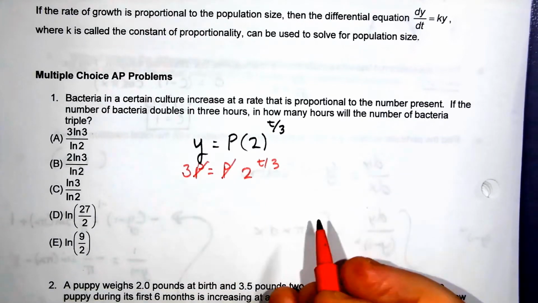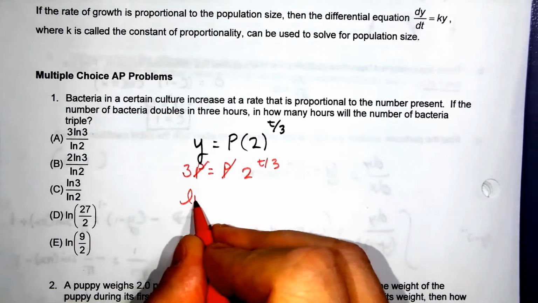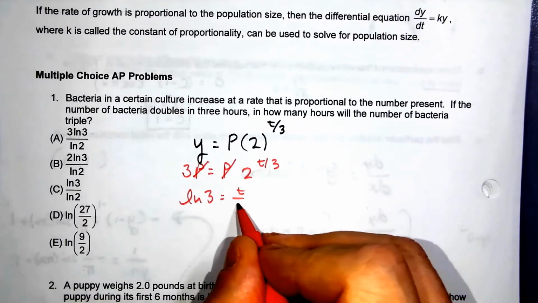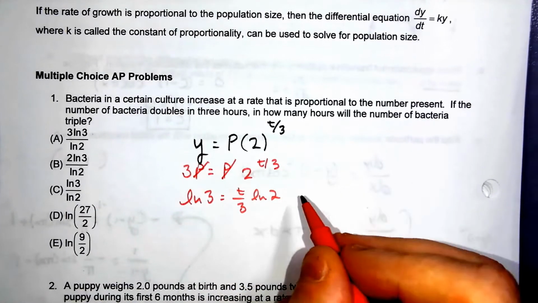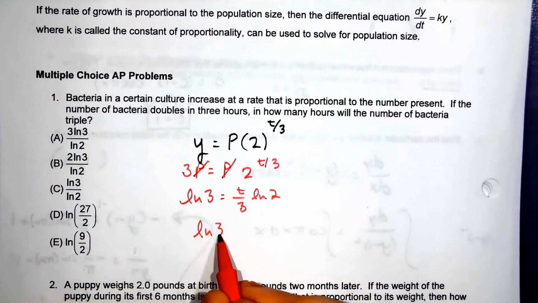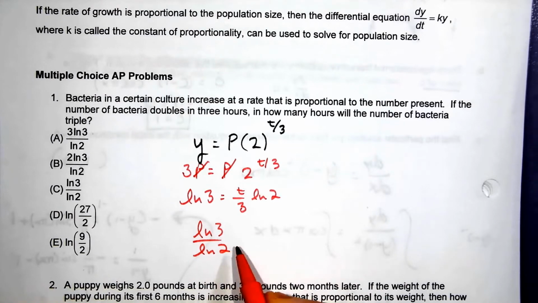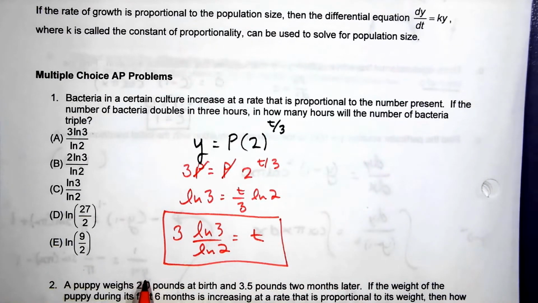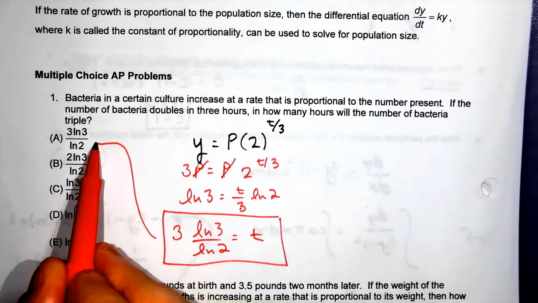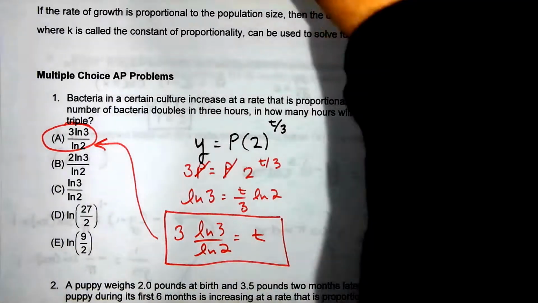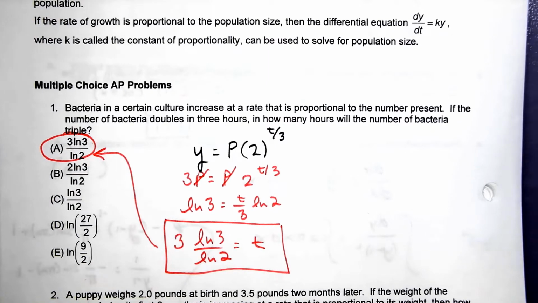Divide by p, log both sides. And then as I try to isolate the t, that means I would have to take the ln of 3, I'd have to divide by the ln of 2, and I'd multiply by the number 3 in order to get my t. So that is the amount of time. Do I see that answer anywhere? Yes, I do. Right there. Answer choice A.